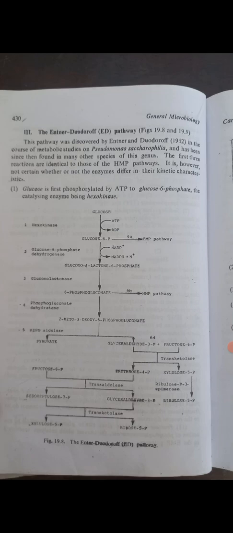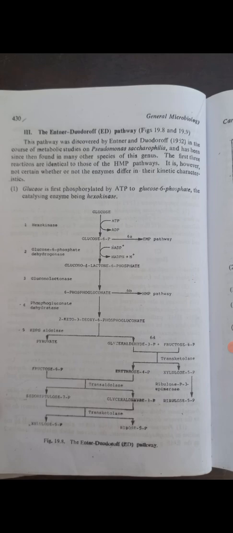In the previous lectures, we have discussed the EMP pathway and HMP pathway for the metabolism of microorganisms. For energy generation, microorganisms metabolize glucose in different pathways, that is EMP, HMP. Now we will discuss the next pathway utilized by microorganisms to metabolize glucose, that is the ED pathway or Entner-Doudoroff pathway. This pathway was discovered by Entner and Doudoroff in 1952.